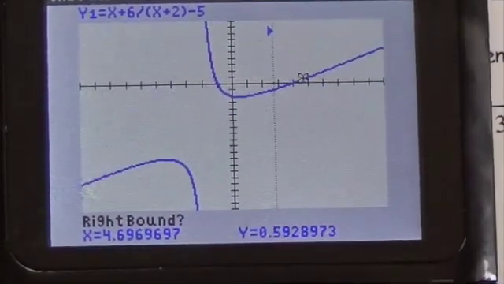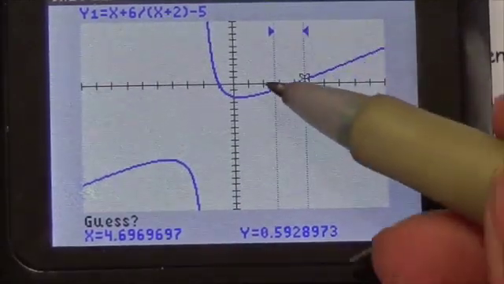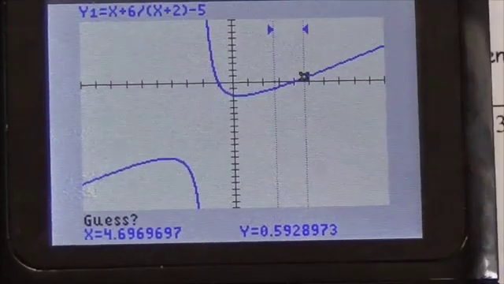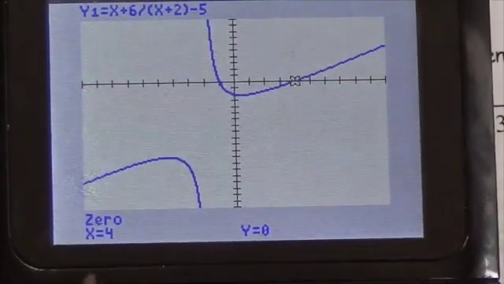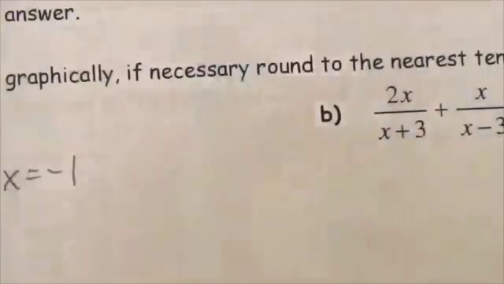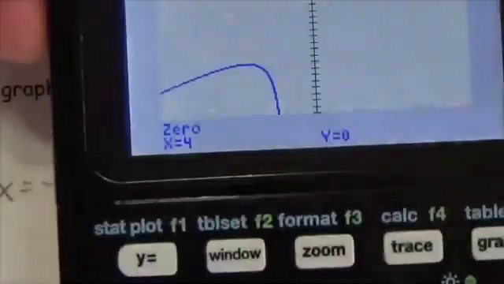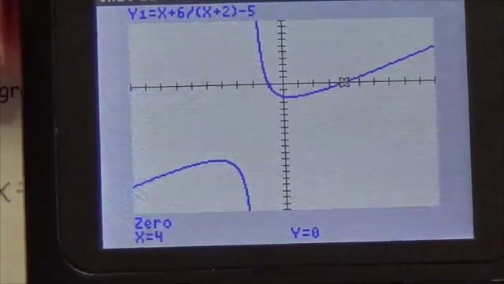Move to the right, press enter, puts a little triangle there. And again, as long as my x-intercept is between those two, the calculator will find it. Press enter past the guess, and I get... x is equal to 0. Oh, sorry, x is equal to 4. I can't believe I said y is equal to 0. X is equal to 4.